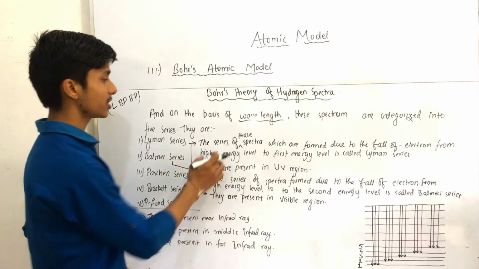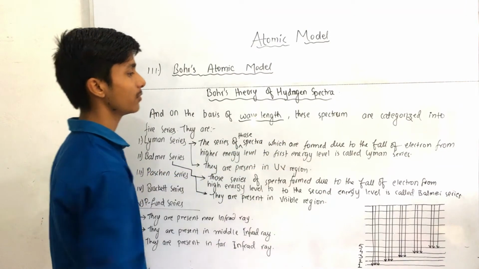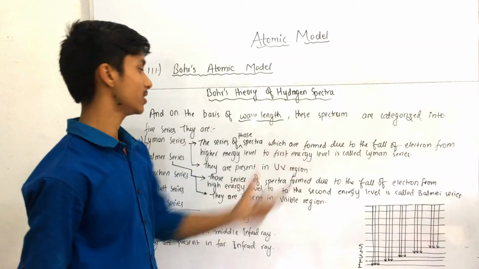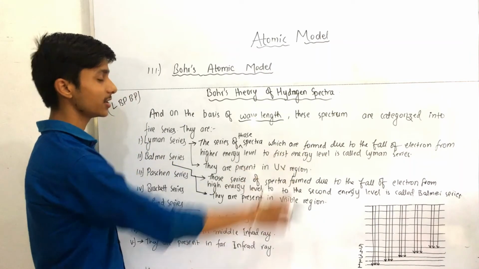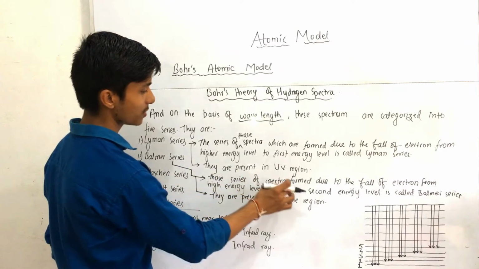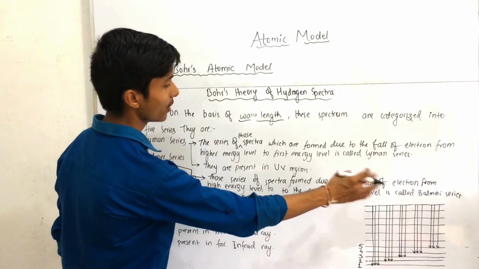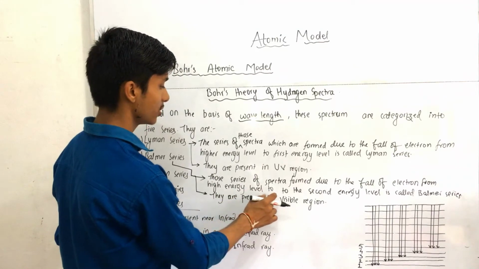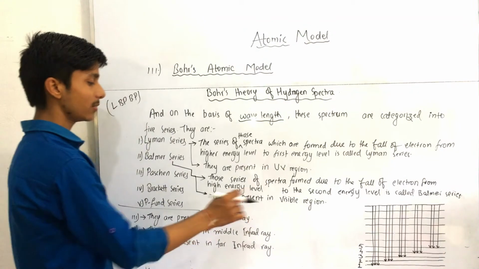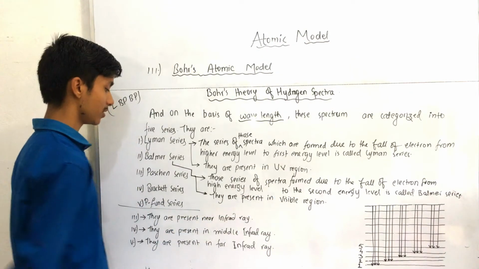It means the series of those spectra which are formed due to the fall of electron from the higher energy level to the first energy level is called Lyman series. They are present in the UV region. Second, those series of spectra formed due to the fall of electron from higher energy level to second energy level is called Balmer series. They are present in the visible region.